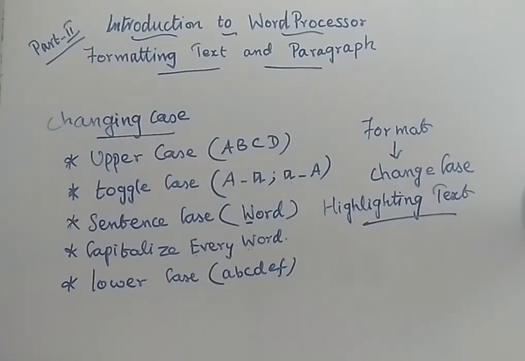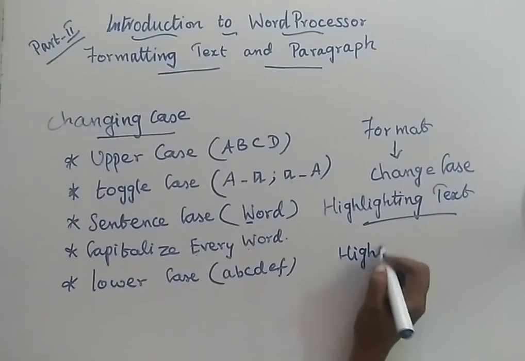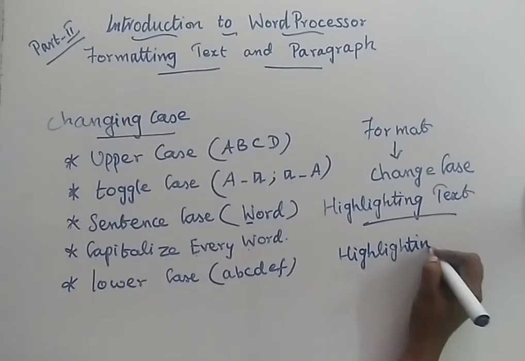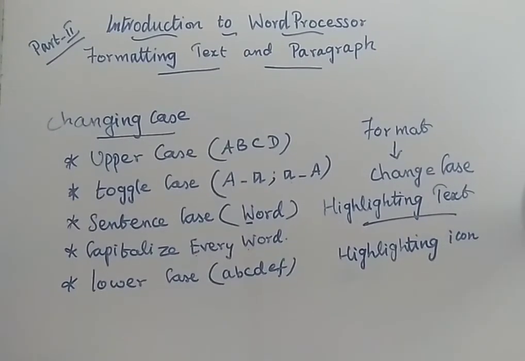So for that, only you people are having highlighting. What you people have to do is click the highlighting icon. Where will it be seen? As usual, it will be seen on the toolbar, on the formatting toolbar. Just select that by clicking this icon.